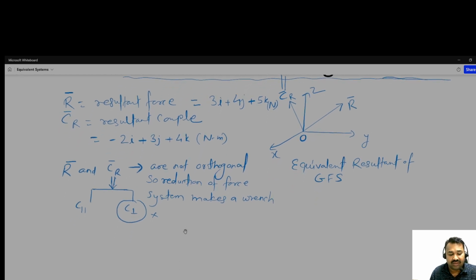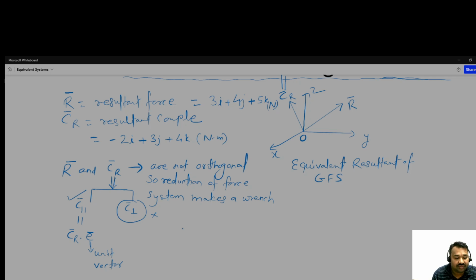So the approach is, firstly, what we get. So C parallel, how to get this? This can be got by CR multiplied by e bar, and this is the unit vector. This is the resultant, CR is the resultant couple. Our focus right now is to get C parallel, and these are in the vector form.